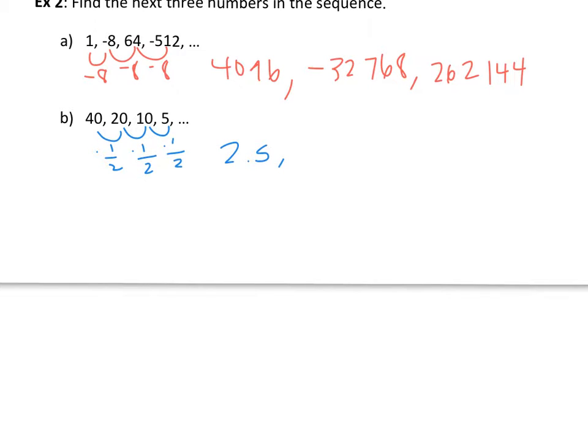Times 1/2 again is 1.25, and then 0.625. And it doesn't necessarily matter if you leave your answers as fractions or decimals. The directions will specify what to leave your answers in.